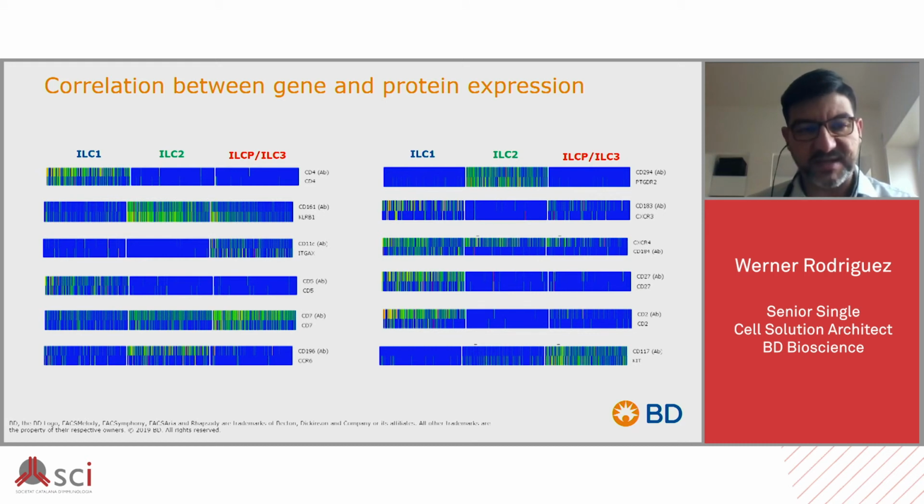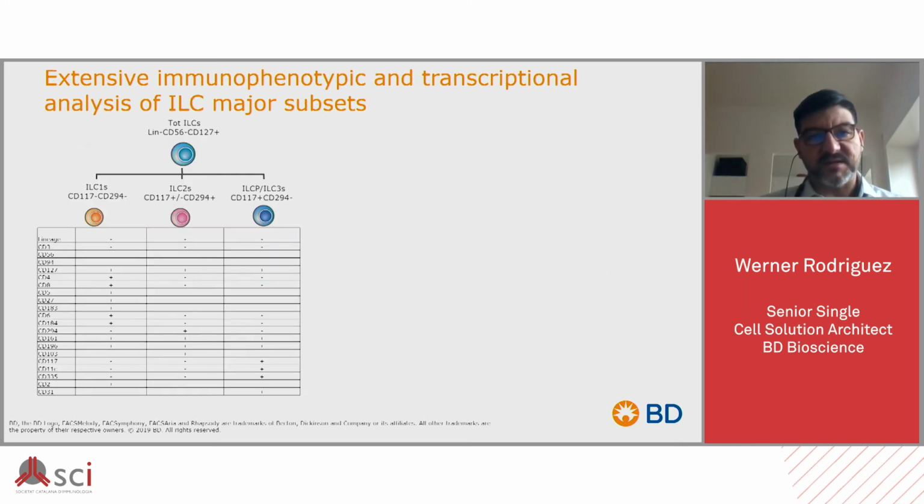And again, you can see that it's clear, evident that there is one pattern of expression of CD4 in the ILC1 group that is not evident in the ILC2 and ILC3 groups. And as a counterpart, we will see, for example, the expression of CD117 mainly in the ILC3 group. This allows us to begin going deeper into the transcription and analysis of the ILC major subsets.